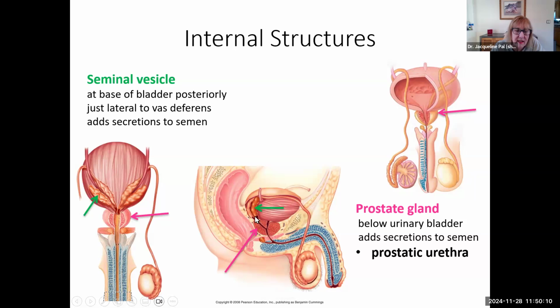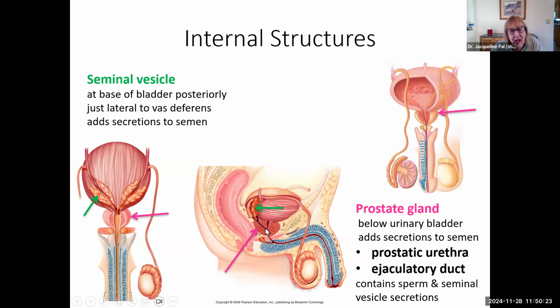You can see the opening coming from the seminal vesicle joining the opening coming from the vas deferens, the 2 going together to form this structure right here, which is known as the ejaculatory duct. And so the ejaculatory duct is going to carry the sperm from the vas deferens as well as the secretions from the seminal vesicle, and both of those will then empty into the distal part of the prostatic urethra before they continue the rest of their pathway.